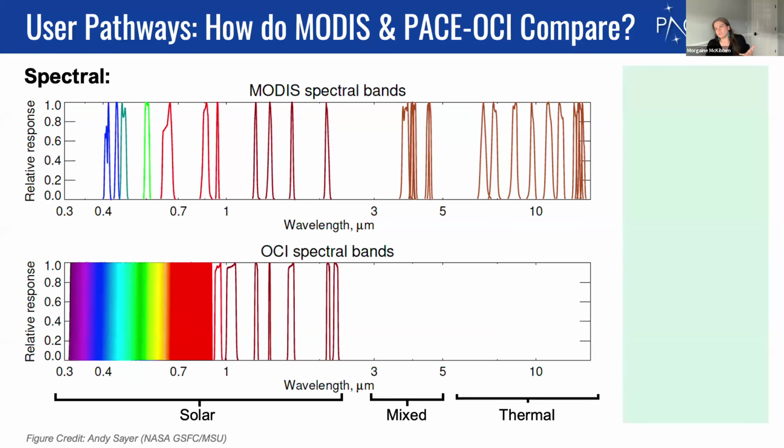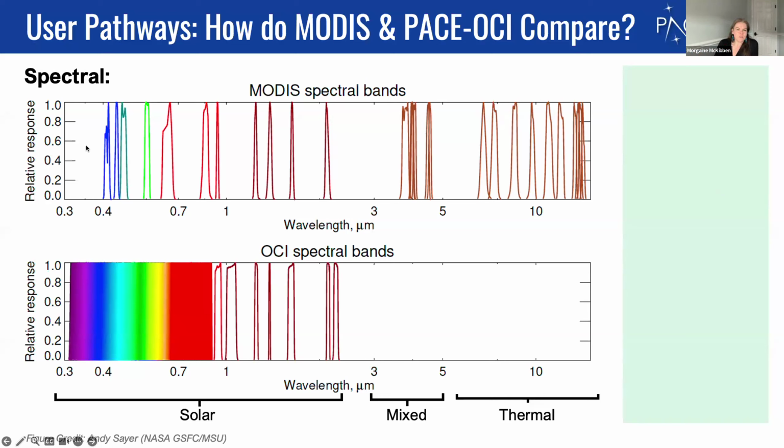I know there's a lot of MODIS folks here. We often use MODIS as an example of comparing and contrasting PACE capabilities. PACE OCI is really building on instruments like MODIS that have been around for decades, but flown by NASA and other agencies. In the top row here, you see the spectral response function of a subset of MODIS's 36 bands.